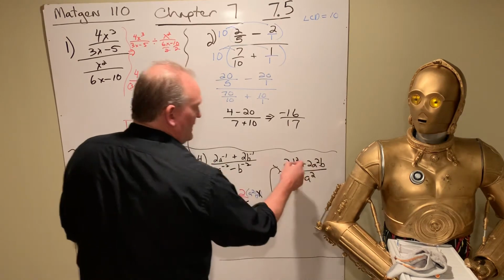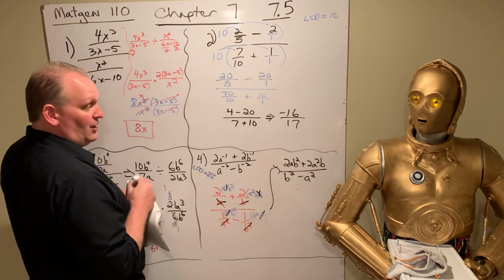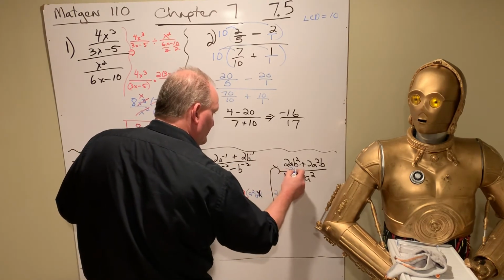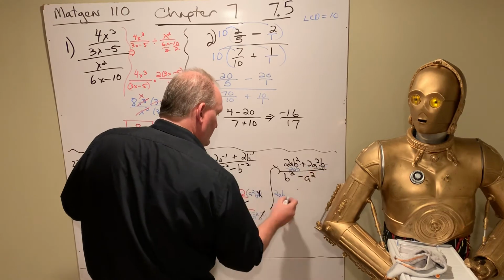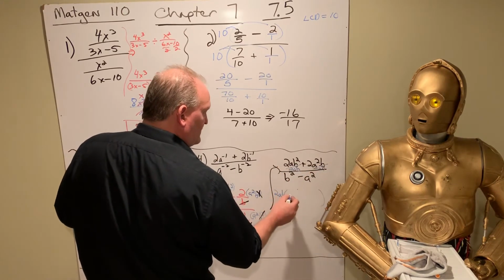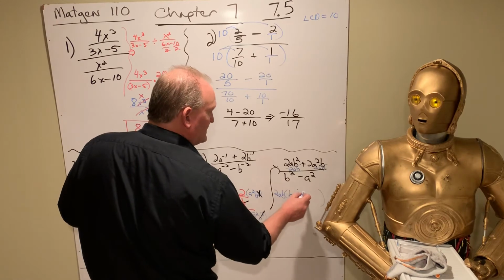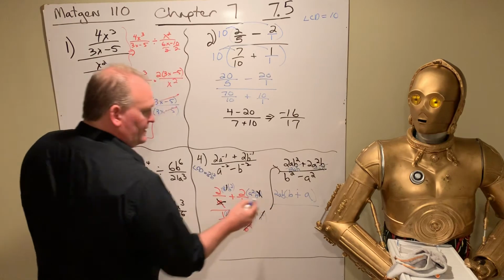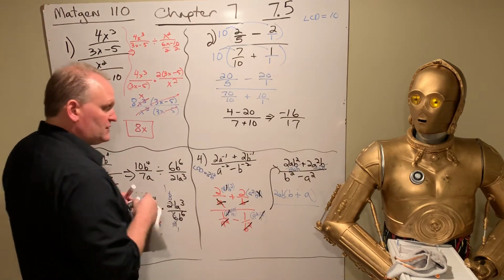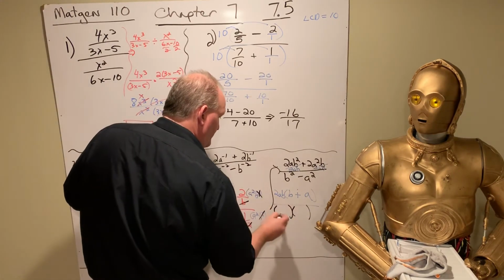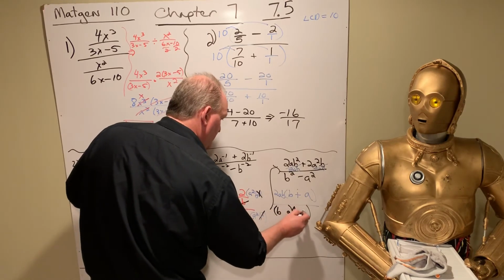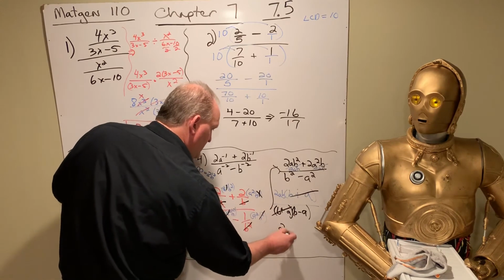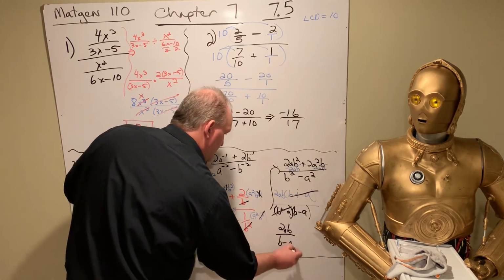Okay, so let's factor. On the top, we can factor out a 2ab. And then we're left with b plus a. And on the bottom, we can do difference of squares. So that's b plus a and b minus a. And then the b plus a's cancel. So we end up with 2ab over b minus a. And that's our answer.